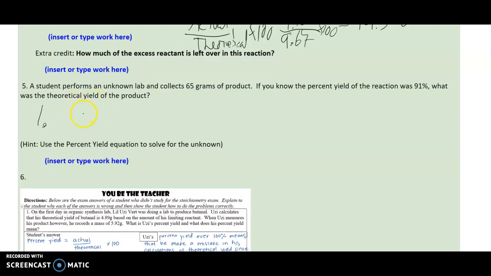Essentially what it's saying is we know that percent yield is actual over theoretical times 100. Cool, so in this, what do we know? We know the actual, and we know the final answer. So what we do have is 65, get rid of that grams, over something, times 100 equals 91%.